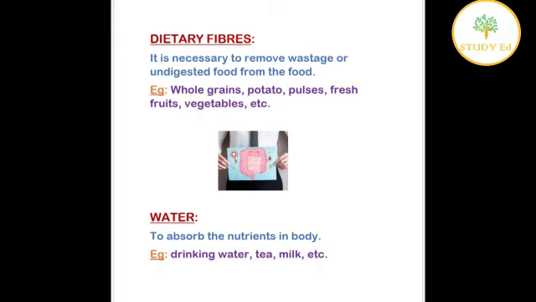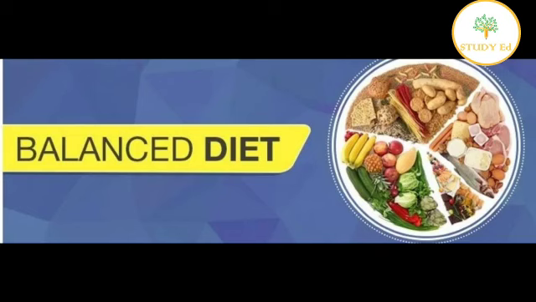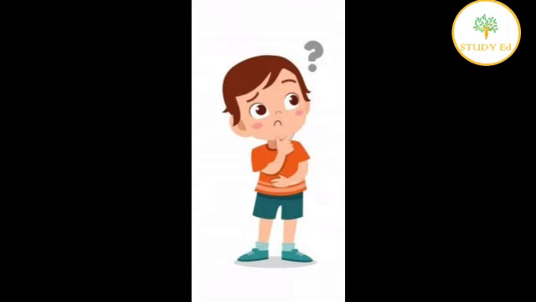So, how can we get all these important nutrients in a single meal? To get all these important nutrients in a single meal, we have to balance our diet. So now, what is a balanced diet? A balanced diet is a diet which contains all the nutrients and roughage and also water. So, which are the food items that will give us all the nutrients and dietary fibers and water in a single diet? Let us take a look.